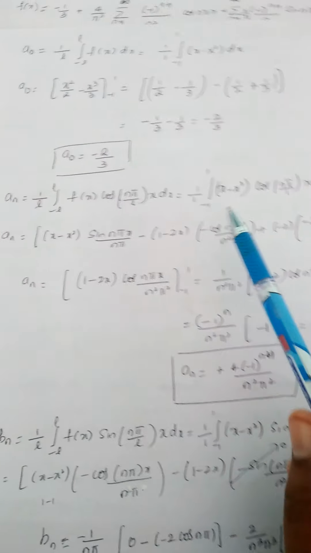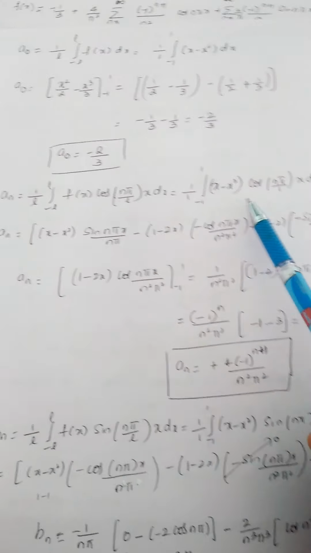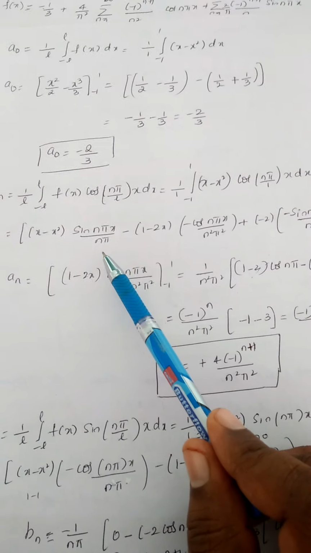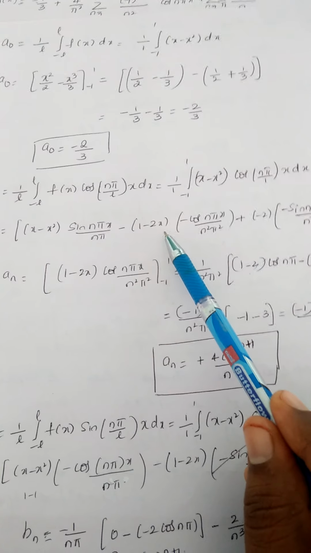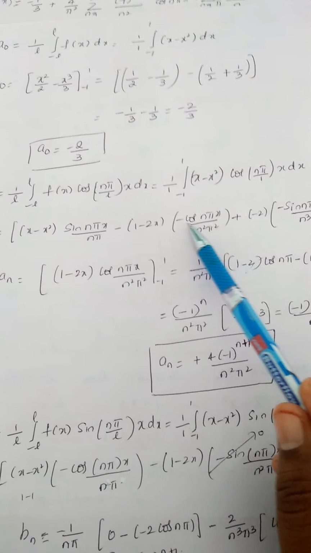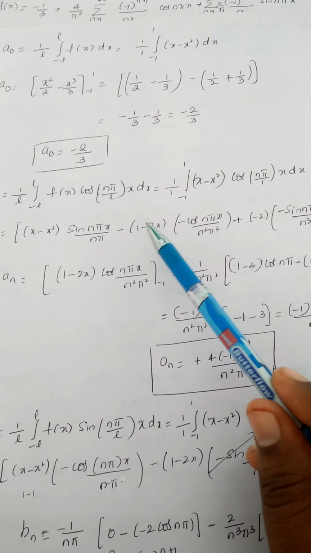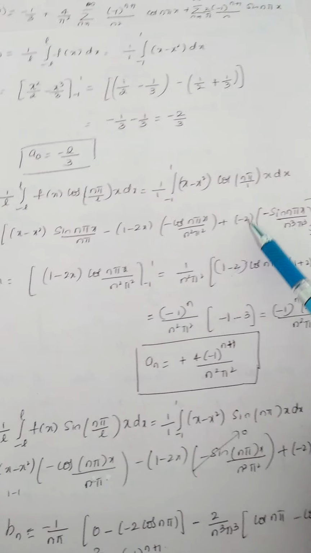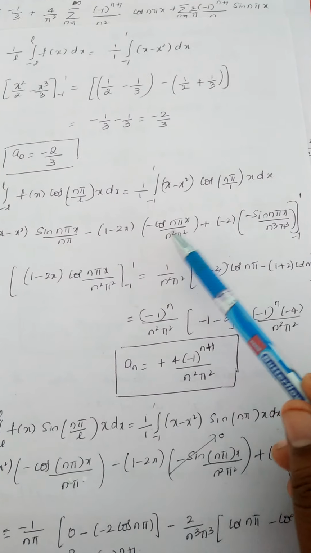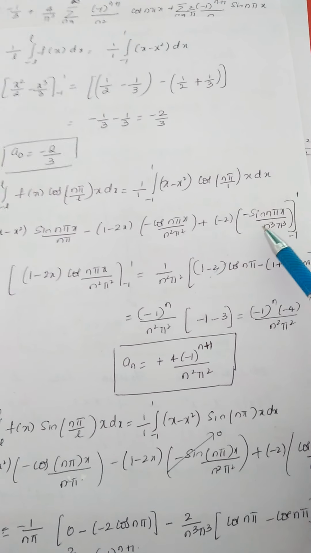So we get the first term into the integration of cos n pi x, which is sin n pi x by n pi, minus the differentiation of 1 minus 2x, which is minus 2, into the integration of that term, minus cos n pi x by n square pi square, plus the next differentiation, then the integration of this term is minus sin n pi x by n cube pi cube.